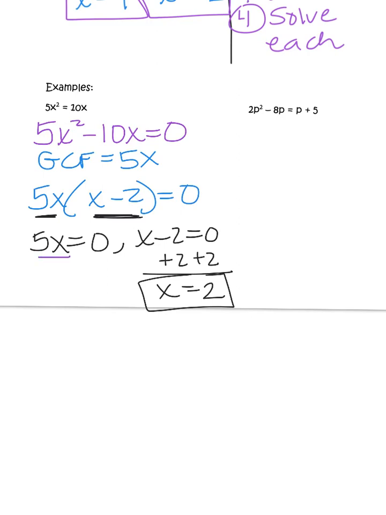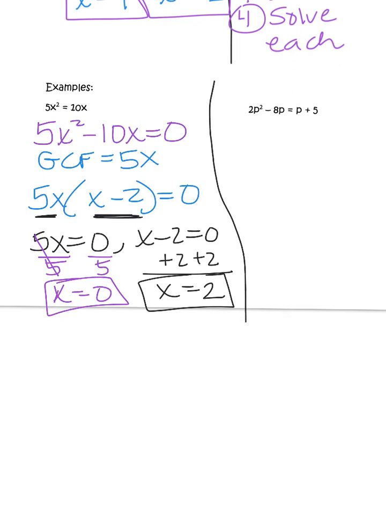If you solve this one, you divide out the 5, you get x to be 0. So I have two answers. x could be either 0 or x could be 2 to make that work. Anytime I actually factor out an x like I did in this one, 0 is always going to be one of my values.